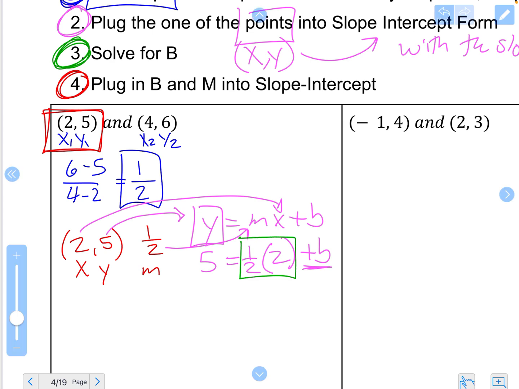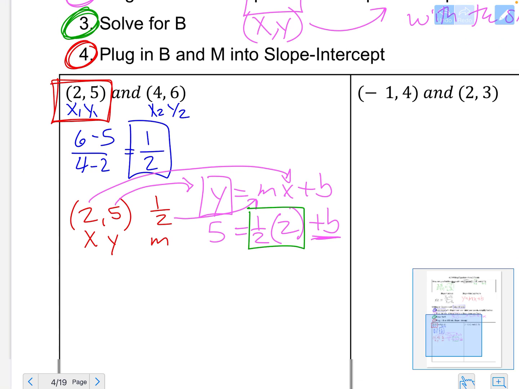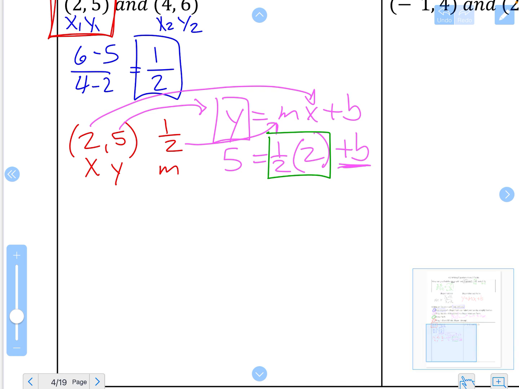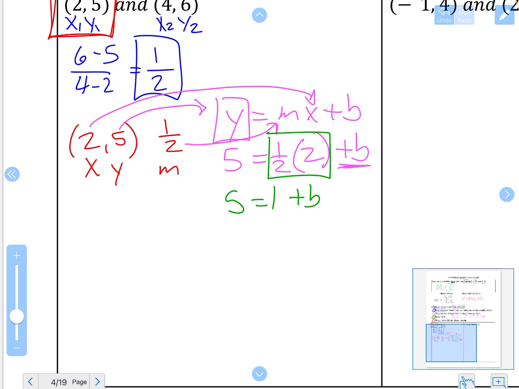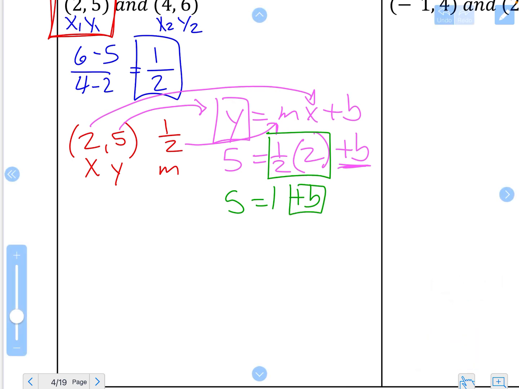So my first step, when I see parentheses, is I need to multiply. Now you're welcome to put this in your calculator. I'm going to do it in my head real quick. So 1/2 times 2 I know is 1. I bring down the 5 and I bring down the b. My next step is I need the b all by itself. So I'm going to do the opposite of the 1. And since the 1 is positive, I'm going to subtract.